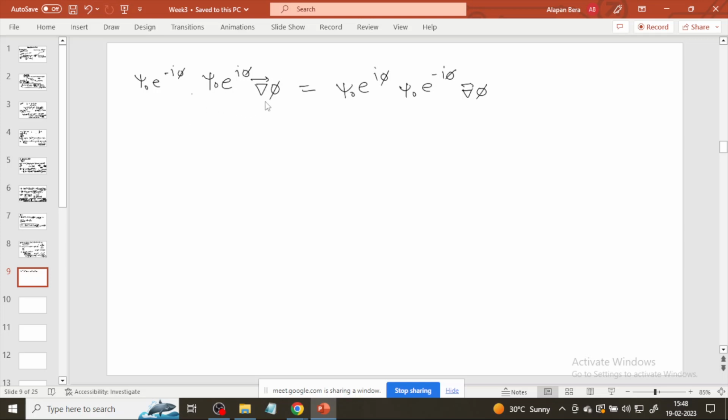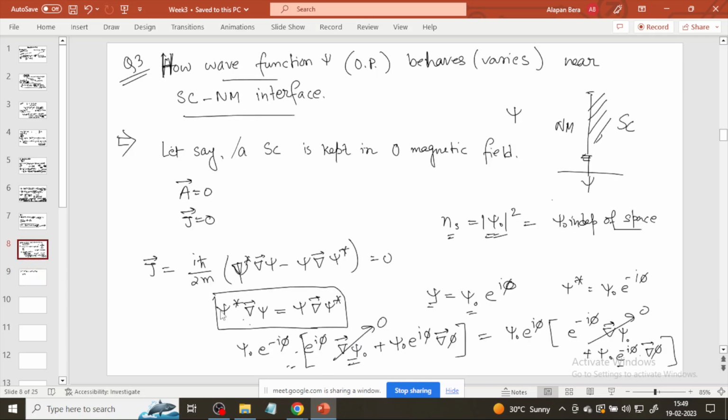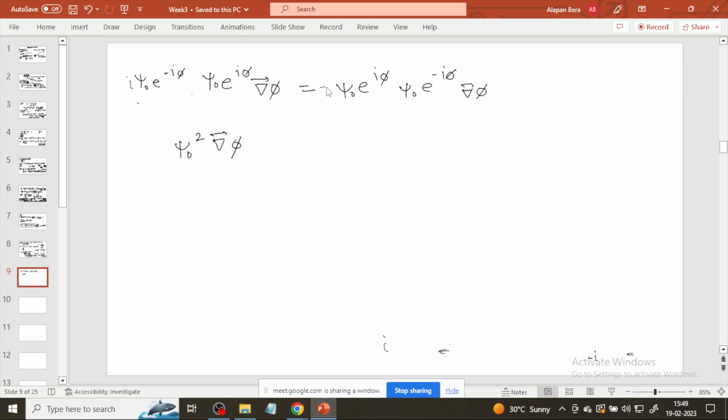Okay, and from here we can see psi naught square gradient of phi. So here actually I think I made a mistake. When we take the derivative here, we will get an extra i term, and here we will get a minus i term because it's minus i phi now. So you can check it later. So for now I just write this: we get minus i psi naught square gradient of phi minus i psi naught square gradient of phi, or 2 psi naught square gradient of phi is 0.